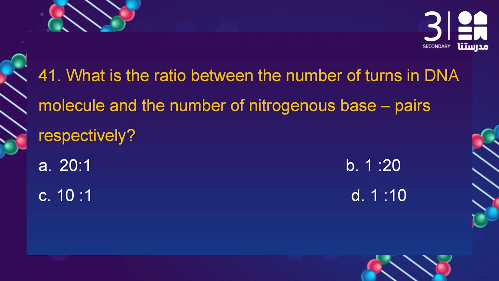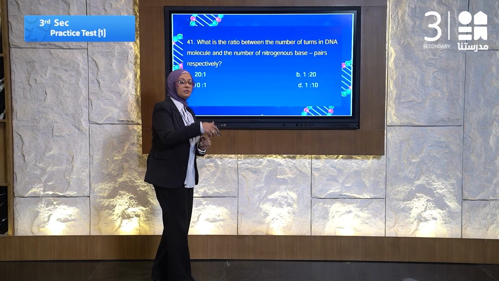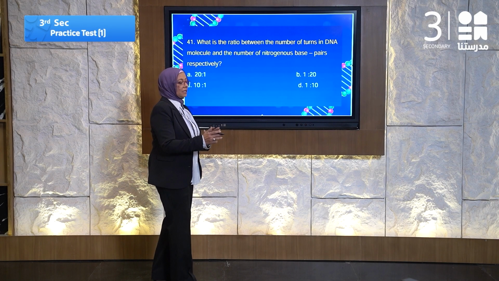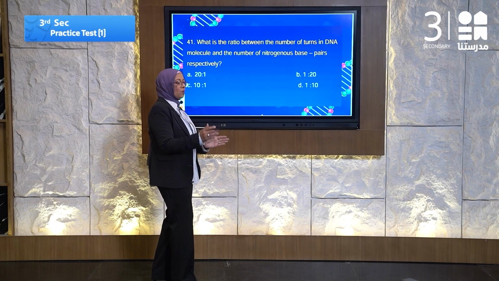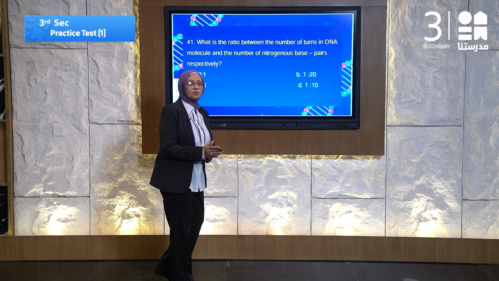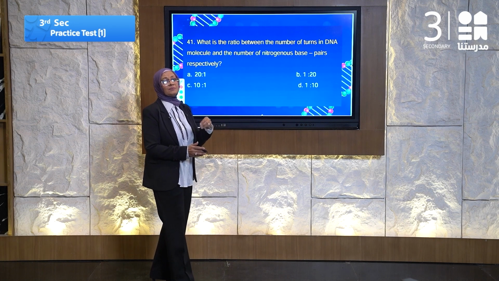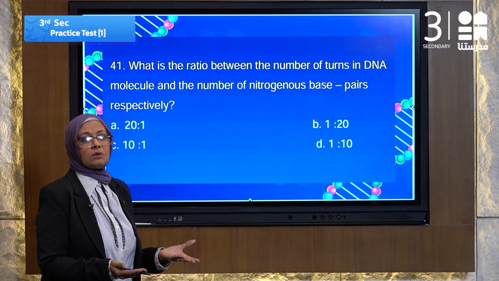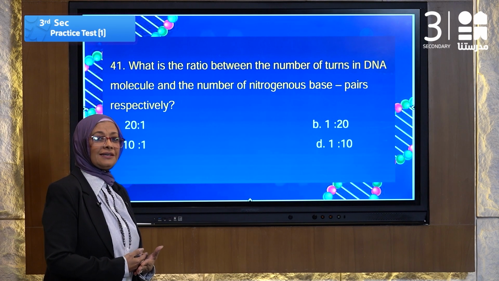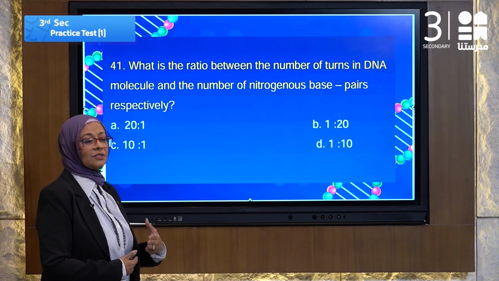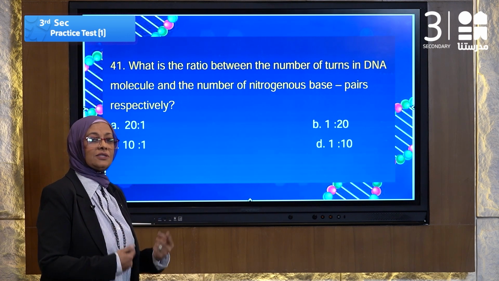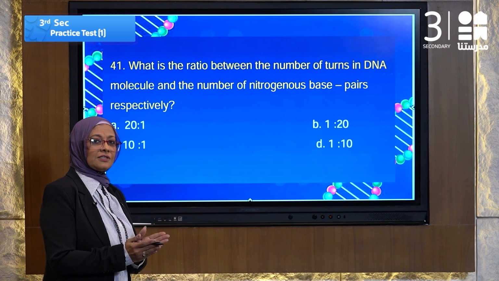41 speaks about the DNA molecule. What is the ratio between the number of turns? The DNA molecule is a double strand which makes turns. Why does DNA make turns? To condense it, to become small in size, because there are many DNA molecules inside the living organism's cell. There are 46 chromosomes inside the cell. DNA may be a long strand, so it must be turned to condense it inside the cell.